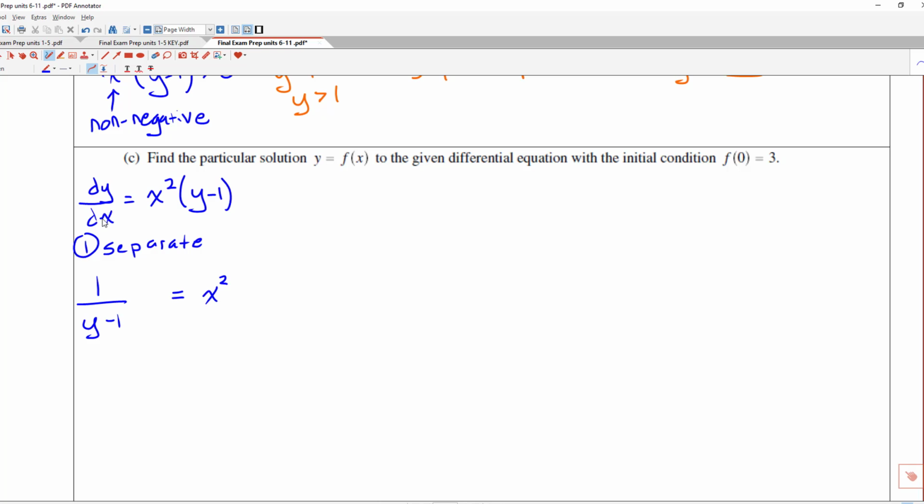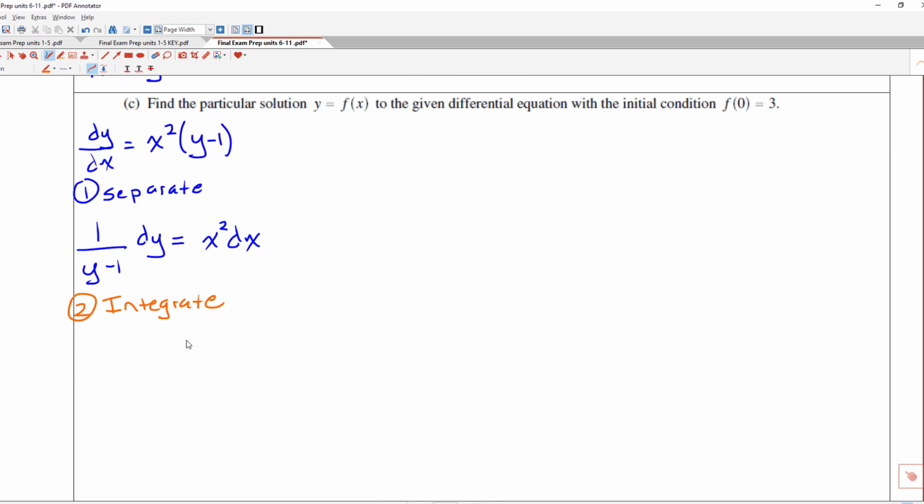I'm also going to multiply both sides by dx, so this dx is going to come over to the right hand side. So I have x squared dx, and the dy is still over here on the left hand side. That's it for separate. Nothing special there. Let's go on to the next step, which is step number 2, to integrate.